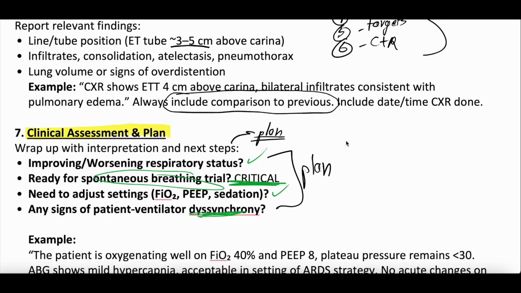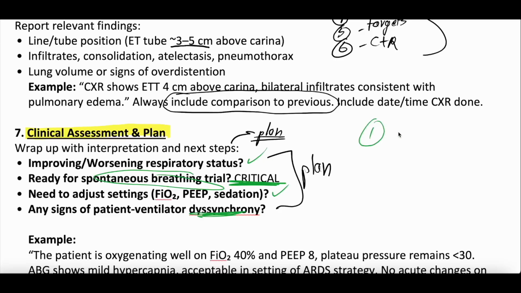Or this could be, the patient has had worsening hypoxemia in the setting of an interval chest x-ray that showed a new pulmonary infiltrate. They are not ready for a spontaneous breathing trial as their FiO2 is up to 80%. We're going to increase their PEEP from 8 to 10 to assist in oxygenation, and they are having a lot of ventilator desynchrony secondary to their tachypnea. We're going to do XYZ depending on what the desynchrony is.